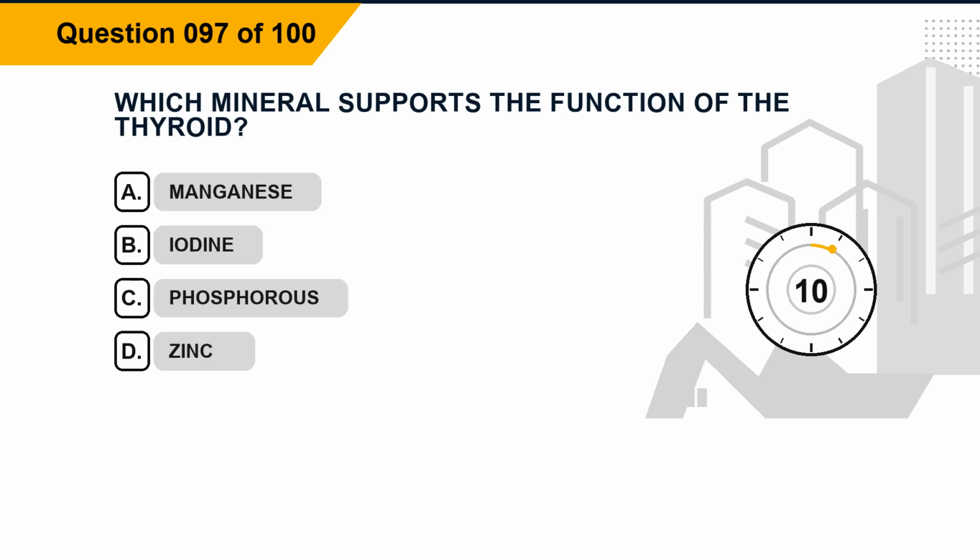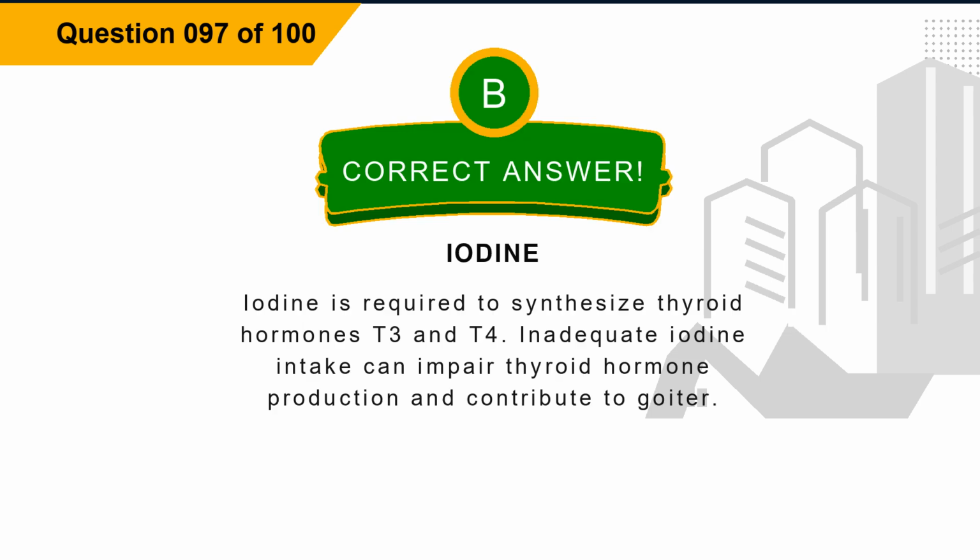Question 97. Which mineral supports the function of the thyroid? Option A, manganese. Option B, iodine. Option C, phosphorus. Option D, zinc. The correct answer is option B, iodine.